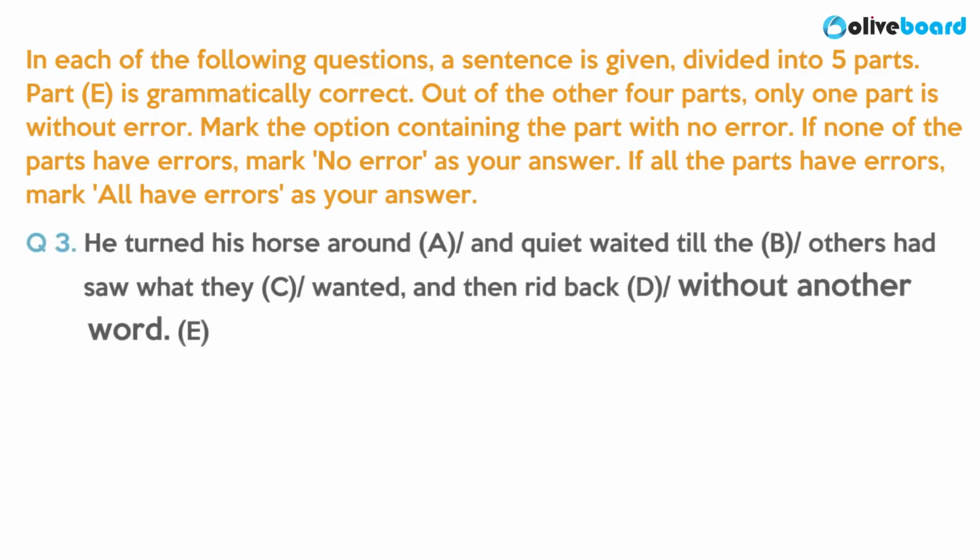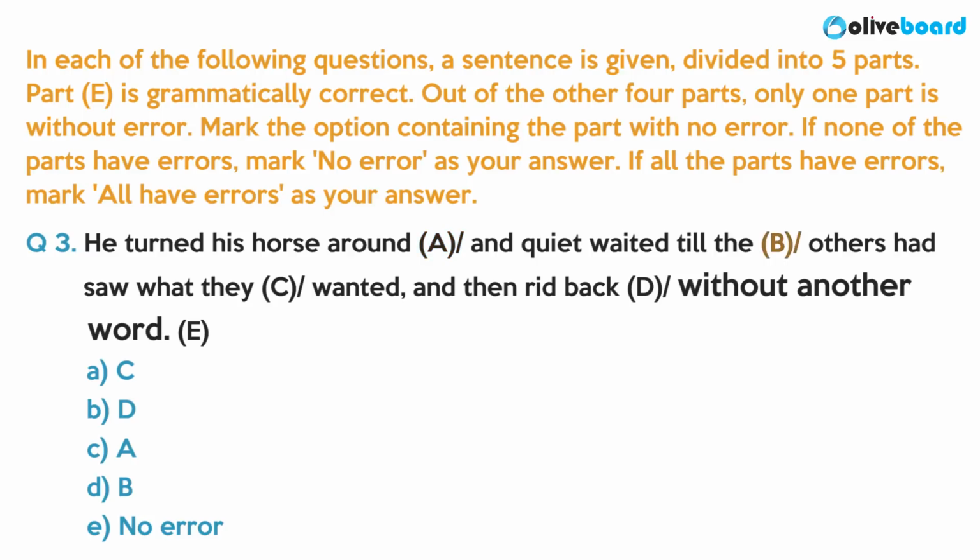Let us read what the question says. He turned his horse around and quite waited till the others had saw what they wanted and then rid back without another word. Part A seems correct. Here, the pronoun, the verb, the noun, all of it has been used correctly and in correct place. It makes sense.